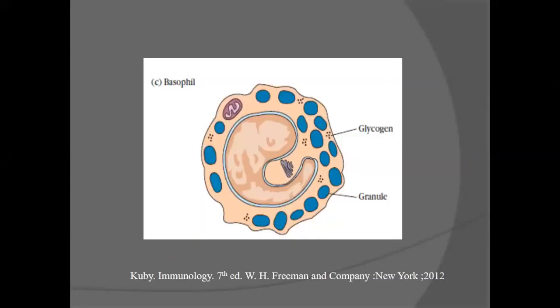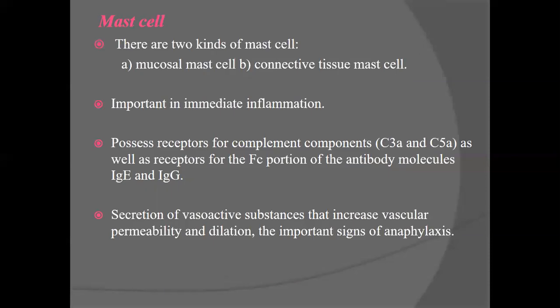You've got basophils. You've got two types of mast cells, mucosal mast cell and connective tissue mast cell. They possess receptors for complement components like C3a and C5a, as well as receptors for the Fc portion of an antibody molecule, IgG and IgE. So whenever anaphylaxis has to happen, the C3a, C5a will bind with the receptors and mast cell degranulation will happen and release vasoactive amines like histamine and serotonin.